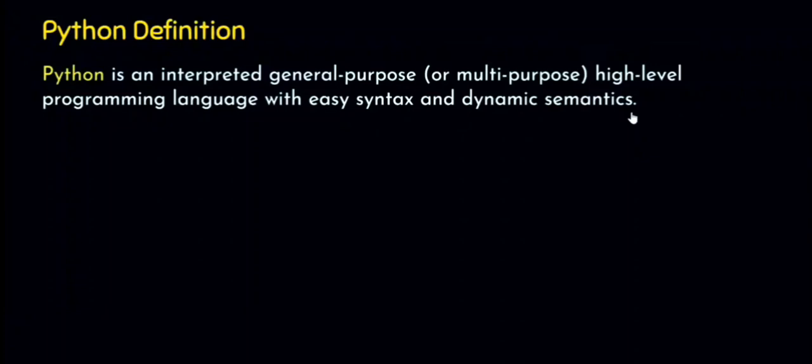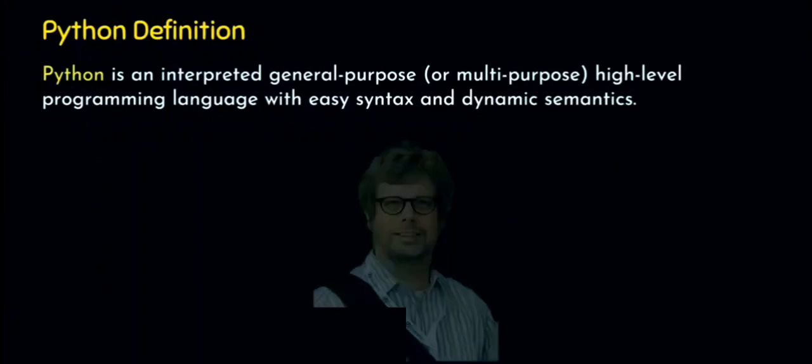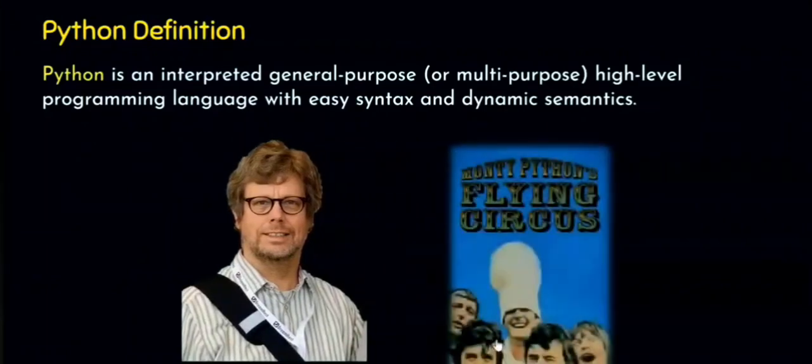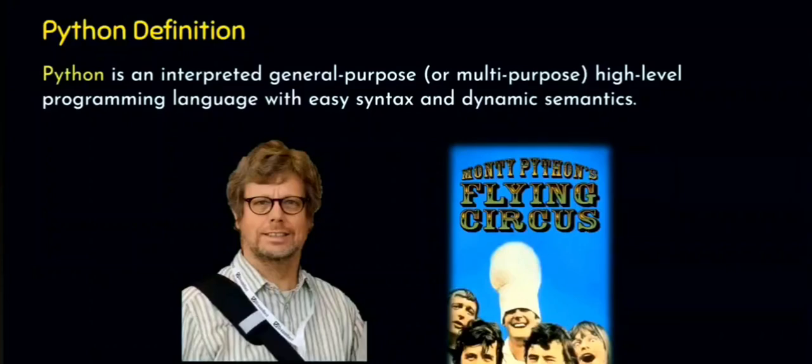Before understanding the meaning of this definition, I would like to tell you who is the creator of Python. Python was created by Guido van Rossum during the period of 1985 to 1990. He named this language Python because he is a big fan of a British comedy series called Monty Python's Flying Circus. So he got this name Python from this series and not from a snake. After knowing this fact, let's get back to our definition.